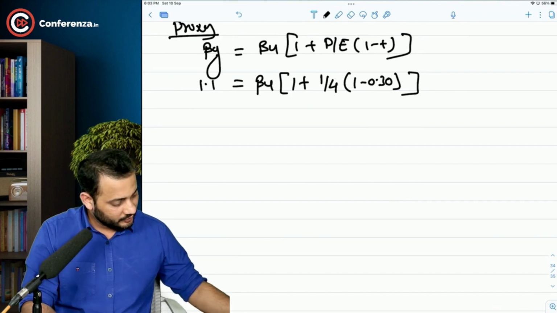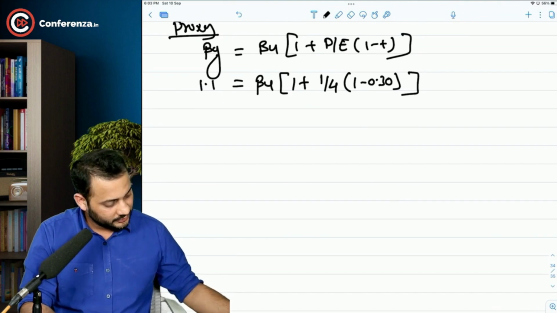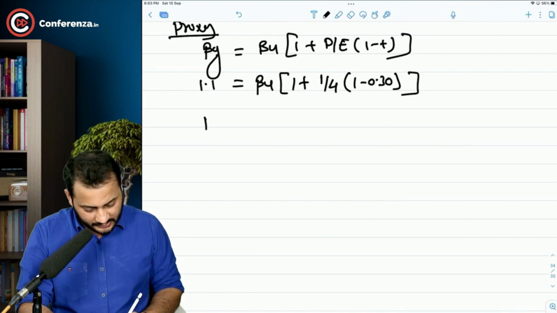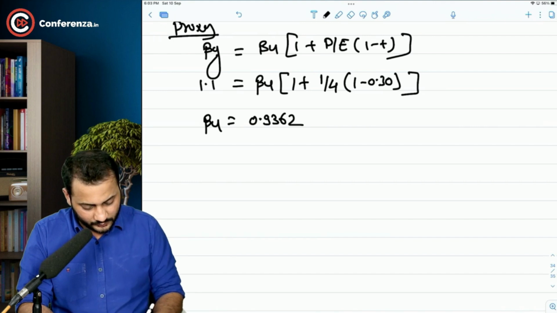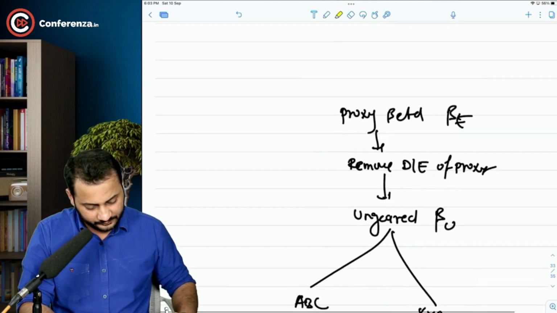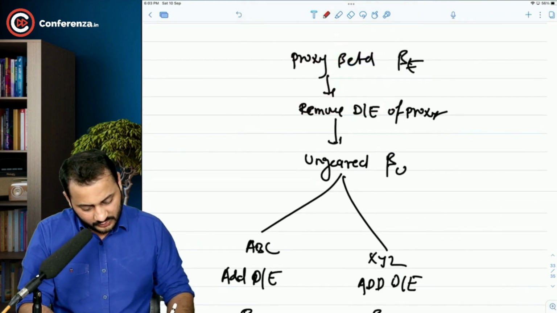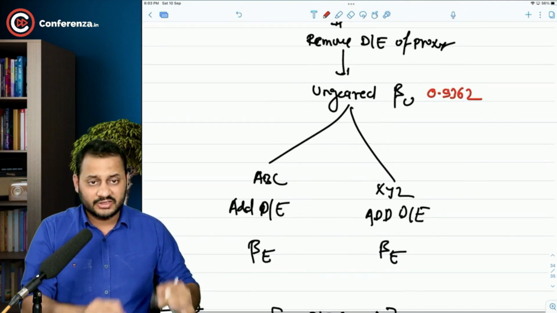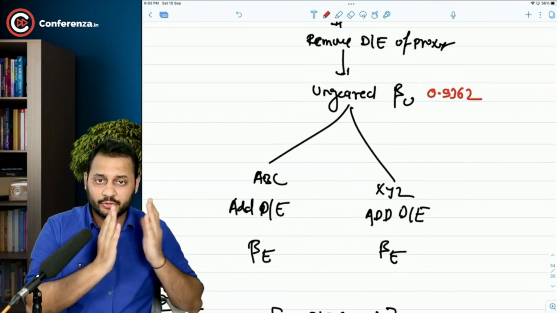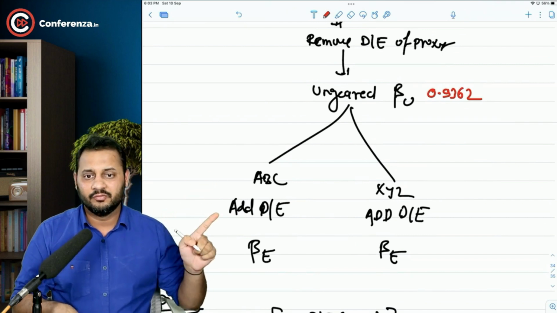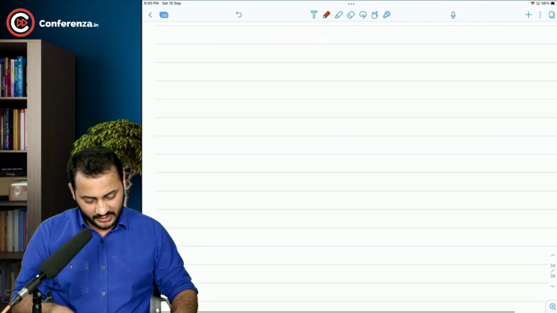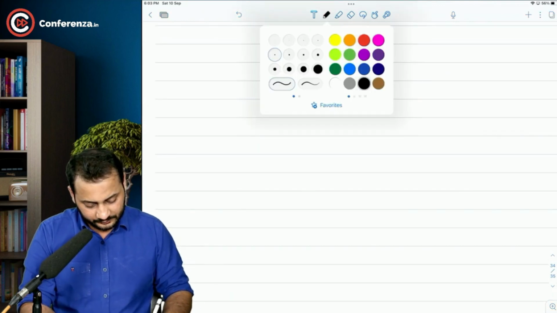So let's try 1/4 into 0.70 plus 1, 1.175. So the answer is ungeared beta is equal to 0.9362. This is the ungeared beta. So what we have done till now, we have converted 1.1 to 0.9362. Now this 0.9362 will be used two times, one with the debt equity of ABC, and then we will calculate the beta of ABC. Have a look. And the other one with the XYZ.